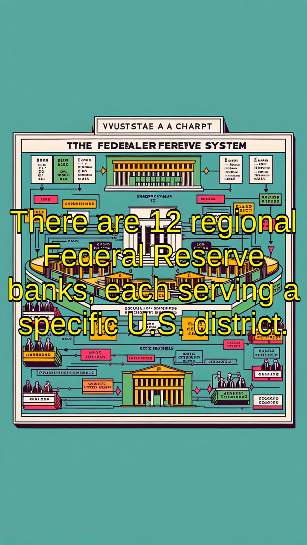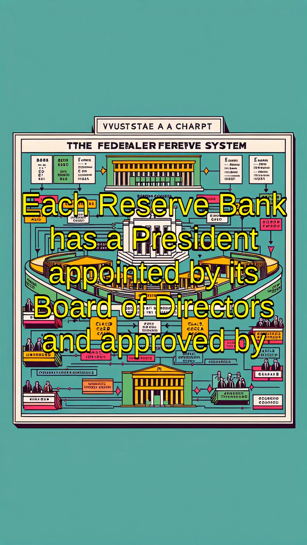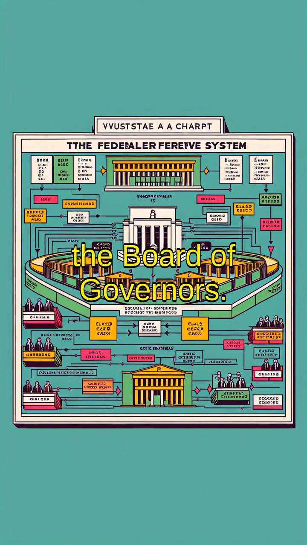There are 12 regional Federal Reserve banks, each serving a specific U.S. district. These banks operate independently within the Federal Reserve System and act as its operating arms. Each reserve bank has a president appointed by its board of directors and approved by the Board of Governors.